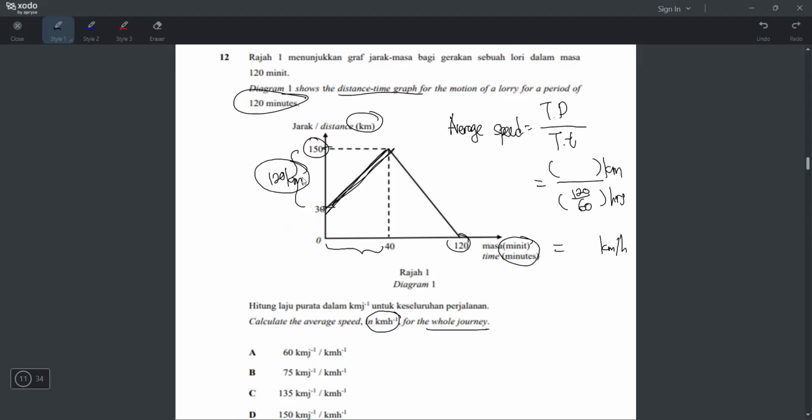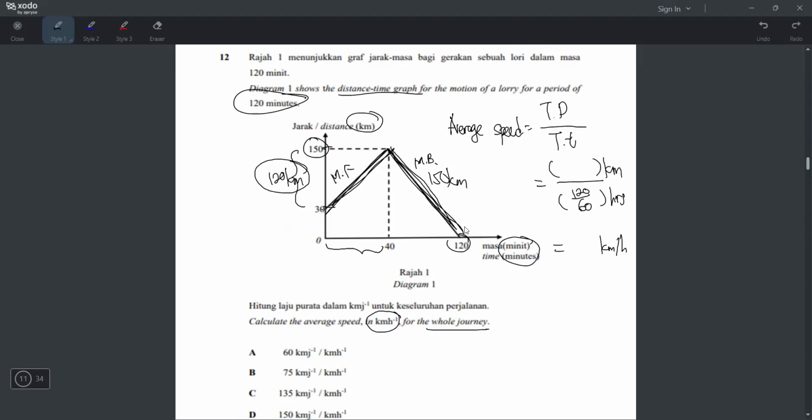That's what it means, right? And then what about this line right here? This line right here is from 40 minutes to 120 minutes, the distance traveled is 150 kilometers. But this one is moving in the opposite direction. So this one moves forward, this one moves backwards, right? That's why the line is going down like this.